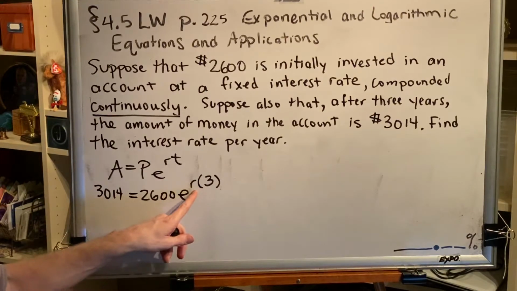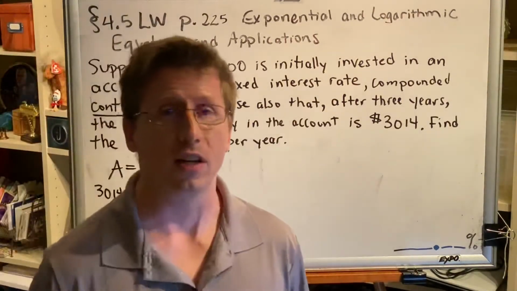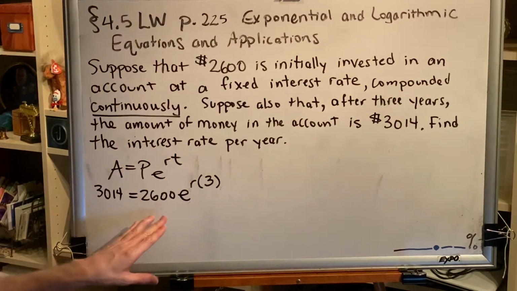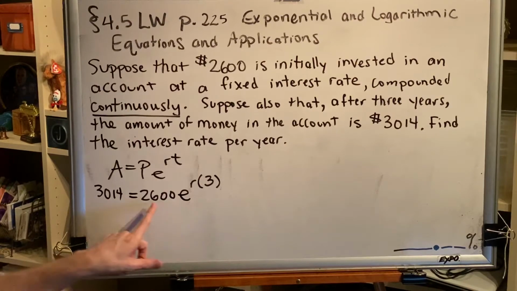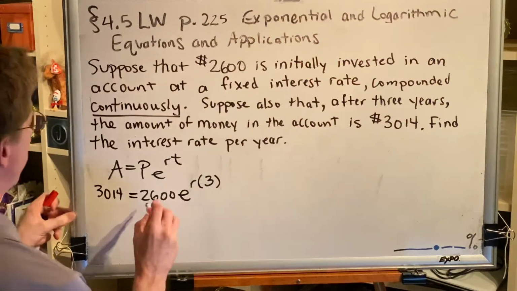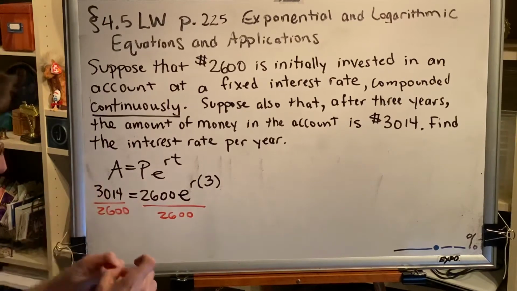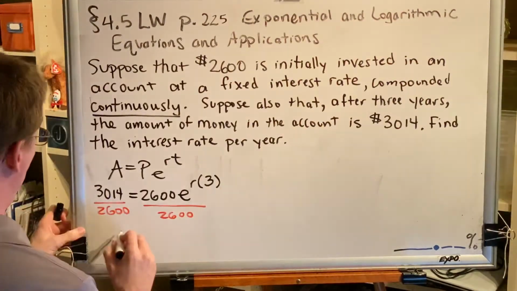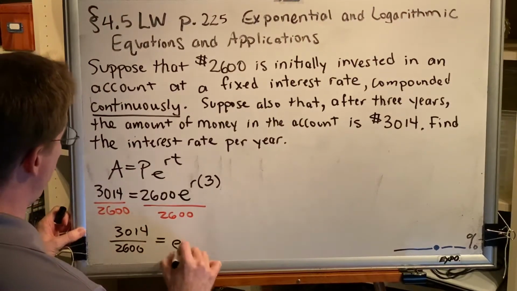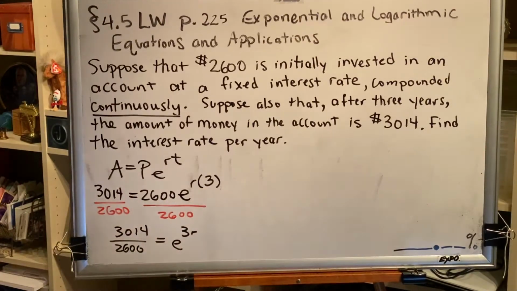That would be r. Notice that r, our variable, is up in the exponent, which makes this an exponential equation, specifically an exponential equation of type 2. So the base of the exponential expression is e, not 2600e. So in order to put this in the proper form, I have to divide both sides by 2,600 first. So then I'm going to get 3,014 divided by 2,600 equals e to the 3r. Notice that I'm writing r times 3 as 3r.